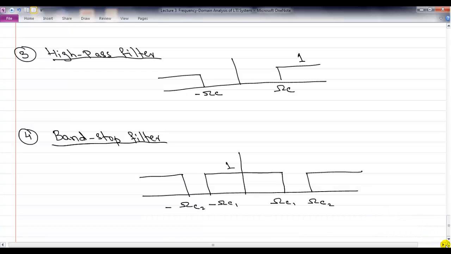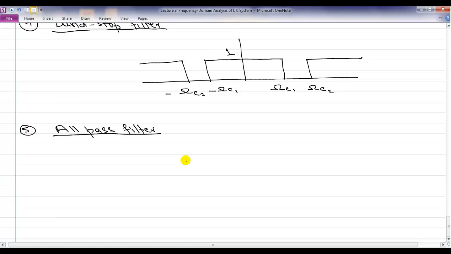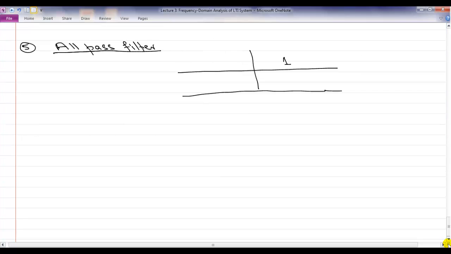Sometimes, for reasons that I can't explain right now, you design something which is called an all-pass filter. An all-pass filter, as the name implies, actually keeps all the frequencies. Okay, and the only thing an all-pass filter does is change the phase. It manipulates the phase but keeps all the frequencies. So an all-pass filter will basically just be a unity gain. Okay. So these are the common types of filters.